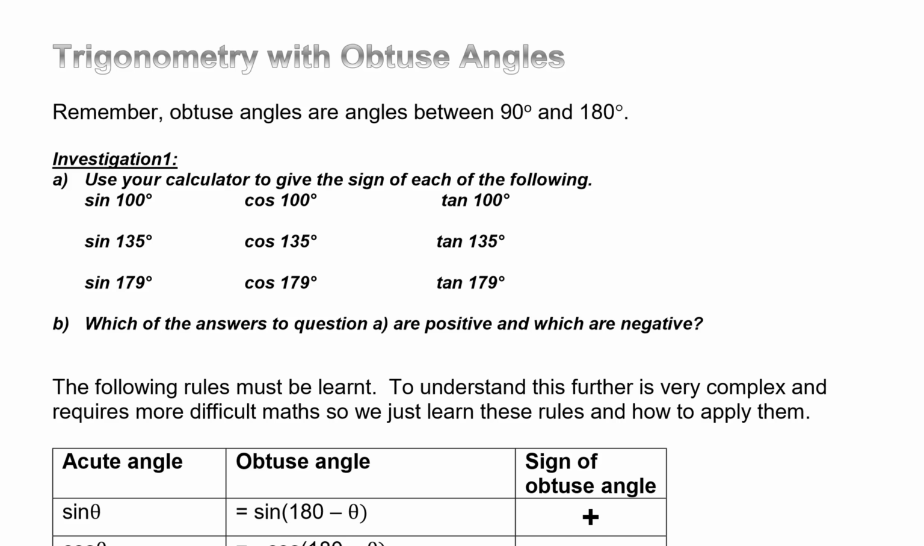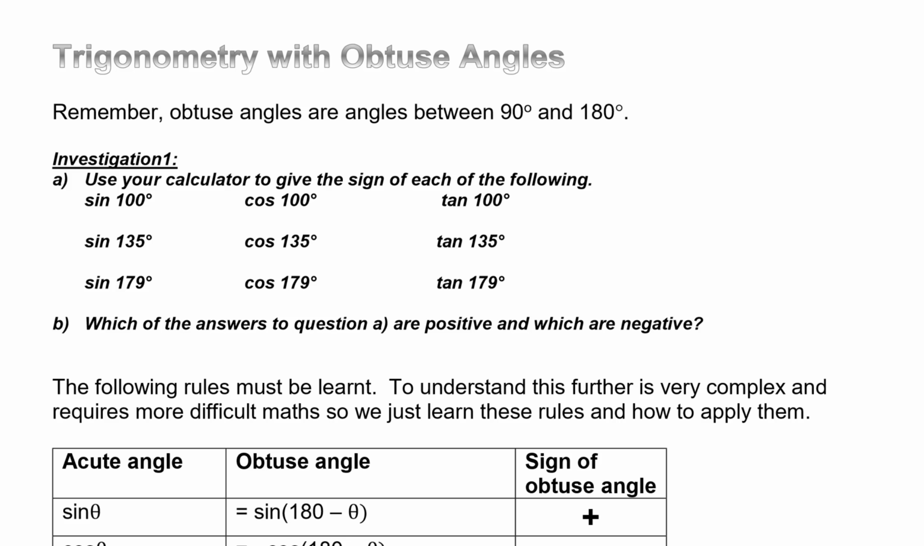We're looking at trigonometry now with obtuse angles. Remember, obtuse angles are greater than 90 degrees and less than 180 degrees. It seems an unusual concept right now because we have been using trigonometry for right angle triangles, and no angle in a right angle triangle can be greater than 90. Nonetheless, we're about to find out how this works, but to begin with, we need a little bit of groundwork.